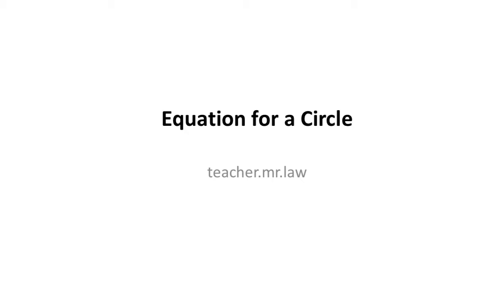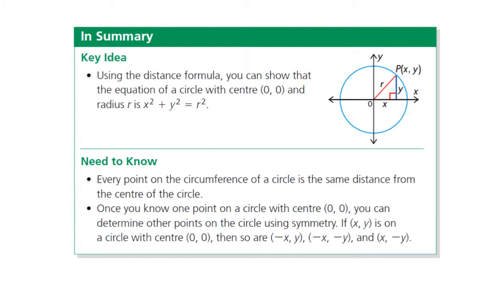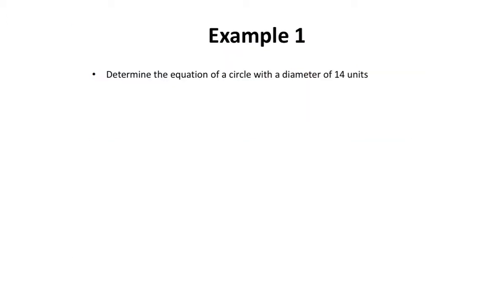In today's lesson, we'll be learning the equation for a circle. The equation for a circle is x squared plus y squared equals r squared. This equation only works for circles that are centered about the origin. X and y represent any point on the circle, while r represents the radius, which is the distance from the center of the circle to the edge of the circle.